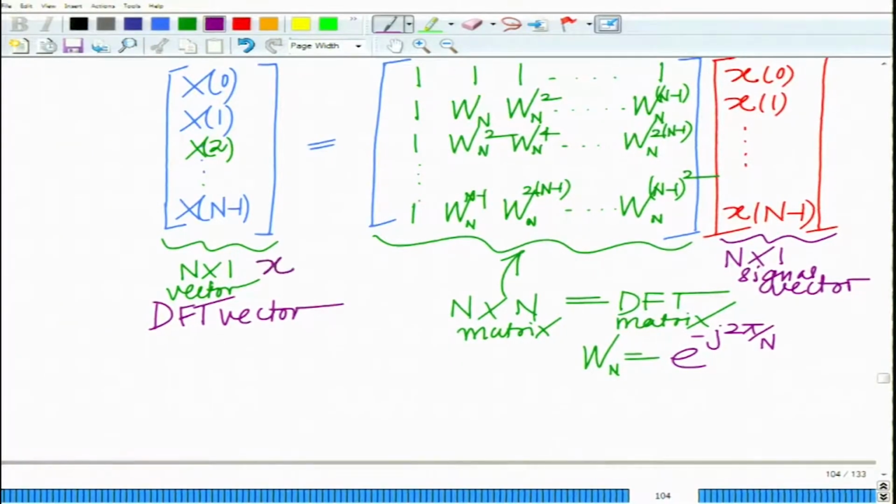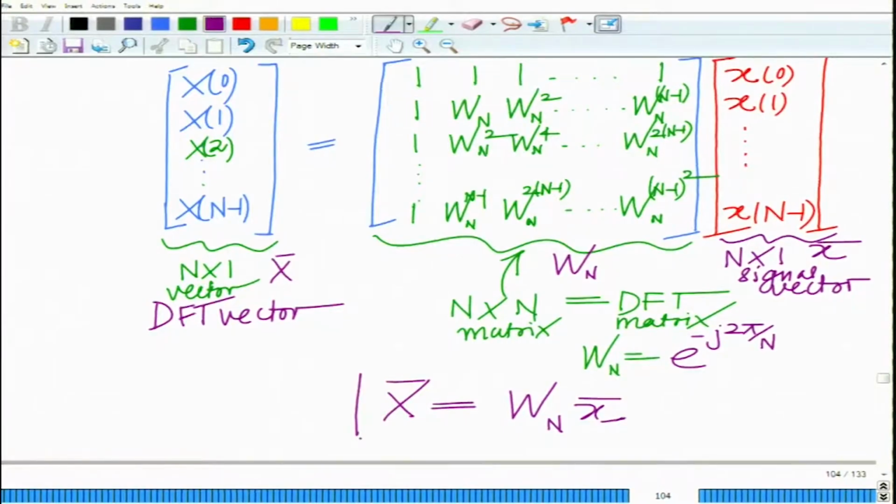So, this is your x bar, this is your W n, and this is your x bar. So, we are able to write x bar equals W n times x bar, where W n is basically your DFT matrix. That is basically the structure of the DFT matrix. Now, you can do similarly for the IDFT matrix.